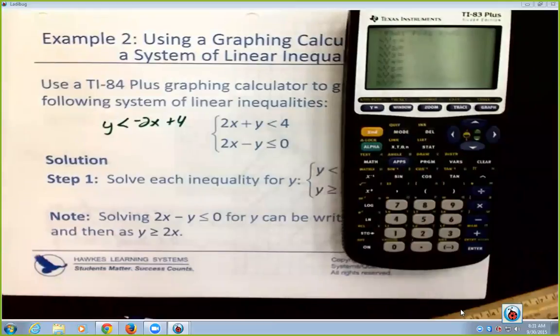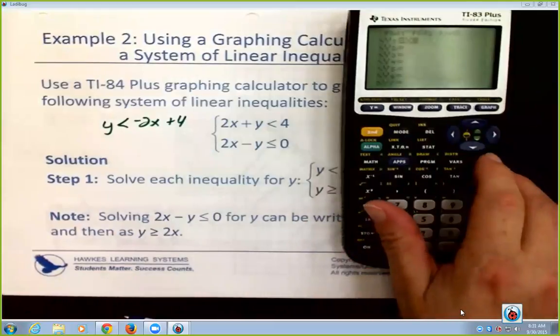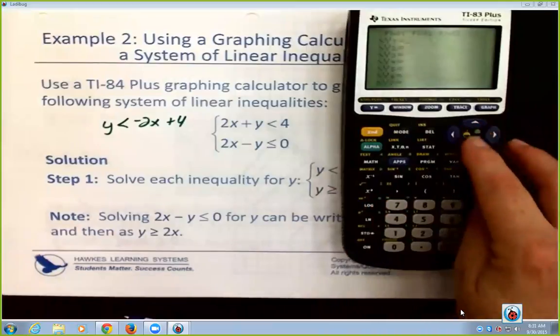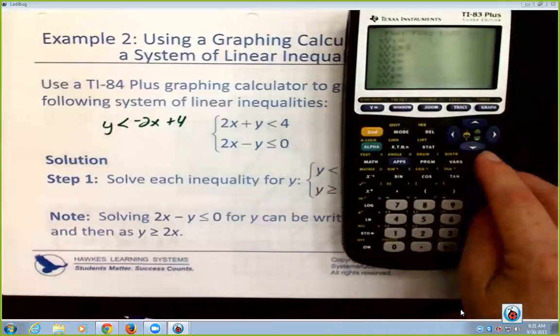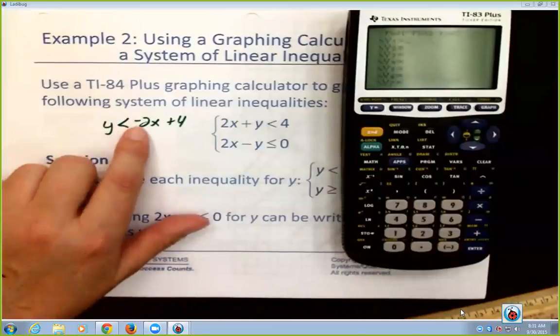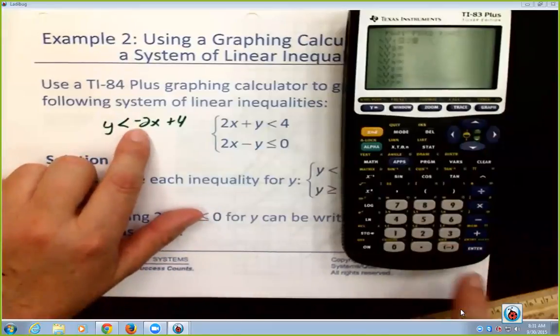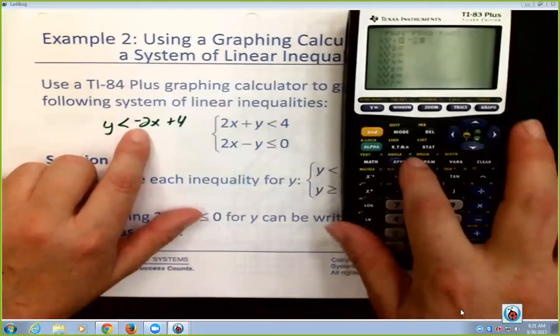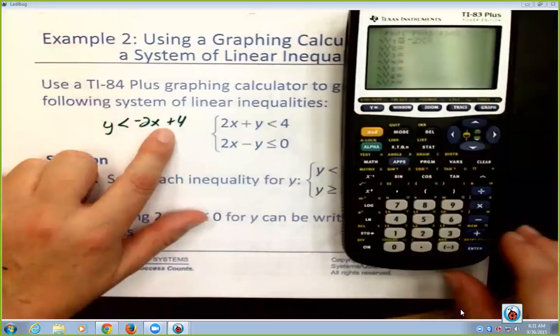Okay. So go to y equals, and if you've got something in that spot, just hit your clear button, and it will wipe out. And if you've got another one, go down arrow, hit clear, and get everything wiped out of there. So we don't have anything left in our y equals. Then we're going to put in a negative, and use your negative, don't use your subtraction sign. Negative 2x plus 4.